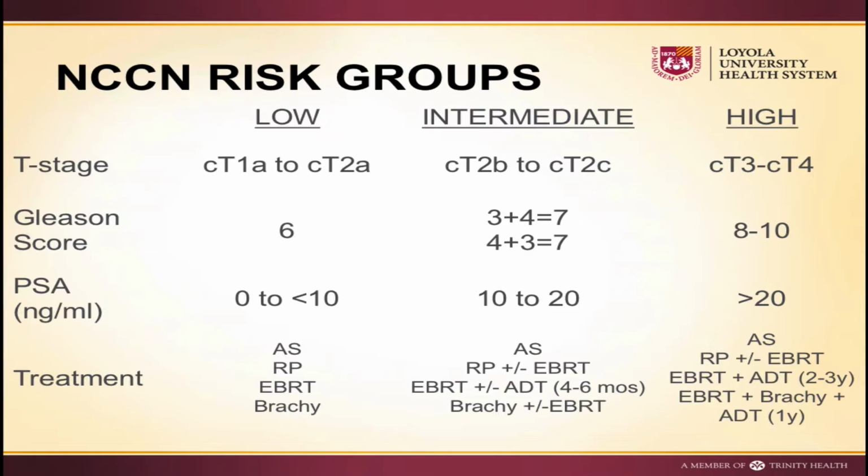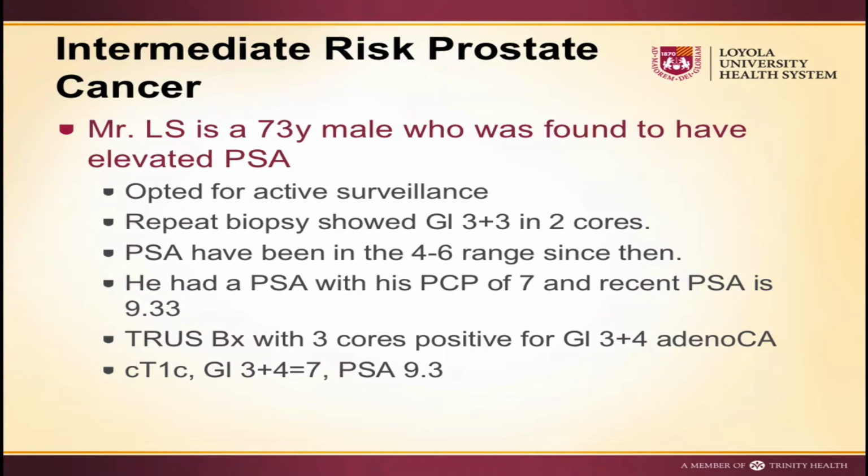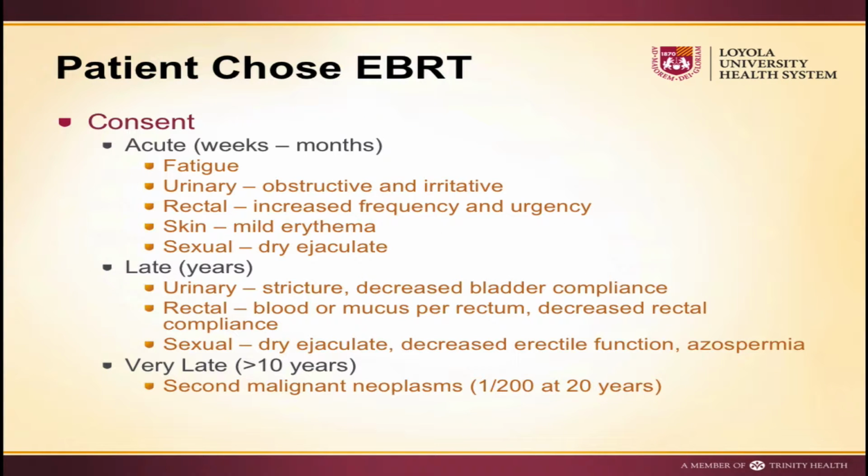So this patient would be in the intermediate risk group with a Gleason 7, but definitely a very favorable patient because he doesn't have any of the other risk factors. So this particular patient was counseled and decided to go with external beam radiation therapy. This is what I consented him for.